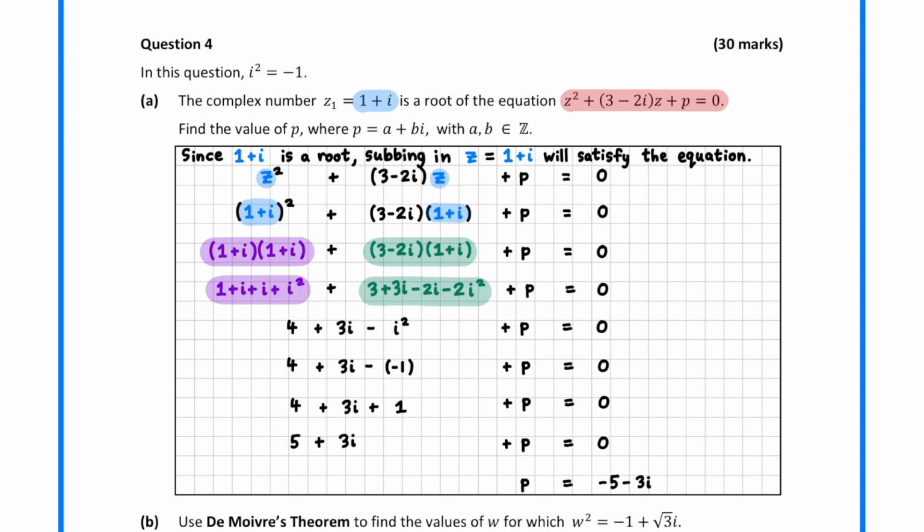Now we can expand our two pairs of brackets. Next, we combine like terms. Then we can use the fact that i squared is equal to minus 1 and simplify 4 plus 1 to 5. As the final step, we subtract 5 plus 3i from both sides.